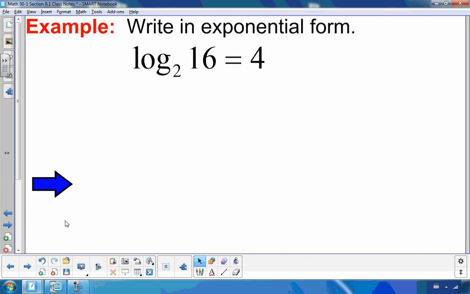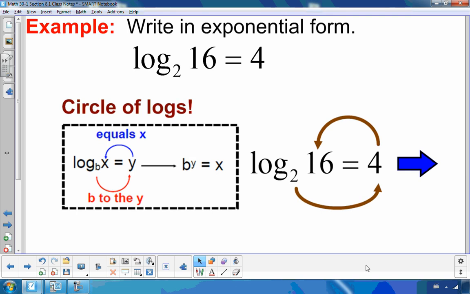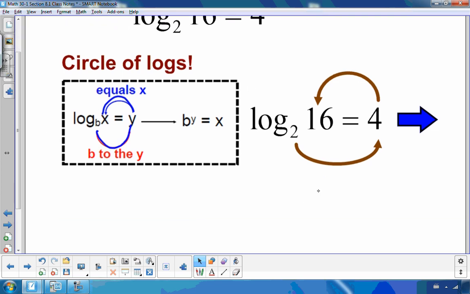So let's say I want to take this log and I want to write it in exponential form. So I want to fit this all together. So to do that, what I'm going to use is the circle of logs. So I want you to imagine drawing a big circle from the base to the answer and from the answer to the argument. A big circle. B to the exponent of y is equal to x. So looking at log base 2 of 16 equals 4, using the circle of logs, I can go base to the answer equals the argument. And I know I've done that right because 2 exponent 4 is 16.